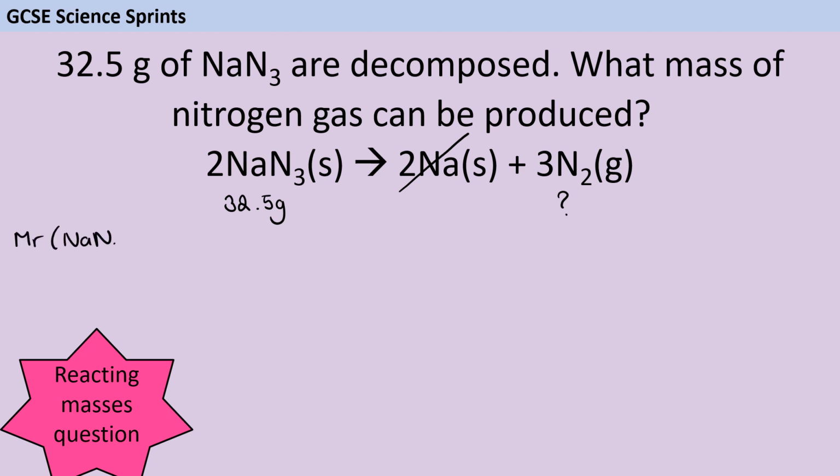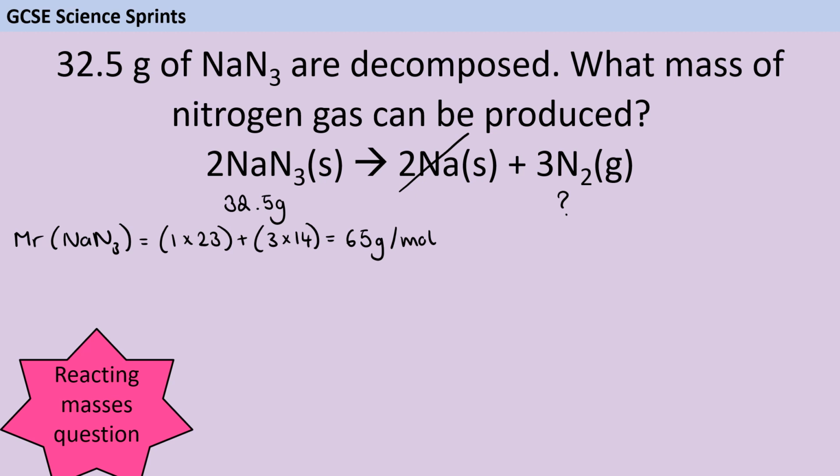So our relative formula mass of sodium azide we find by adding together the relative atomic masses of all of the atoms that are in it. So we've got 23 for sodium, there's only one sodium, 14 for nitrogen, there are 3 nitrogens, add it all together, we get 65.